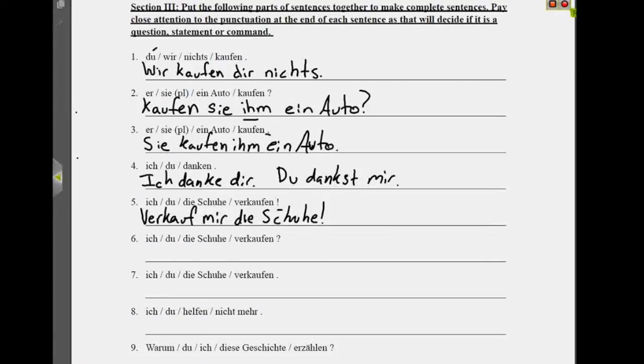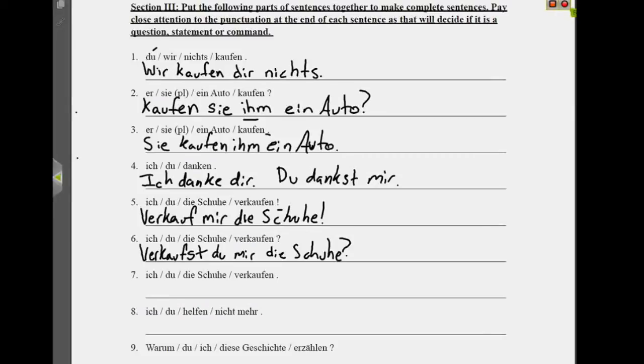Number 6. This one is a question of the same format. Same thing as before, but now we have to have our question format, which means we have to have here the verb first, conjugated to go with the du form, so we have verkaufst, du, and then the rest of the sentence is the same, mir die Schuhe. Are you selling me the shoes? Verkaufst du mir die Schuhe?